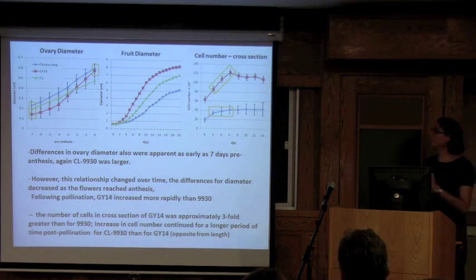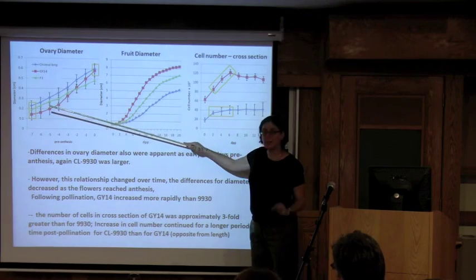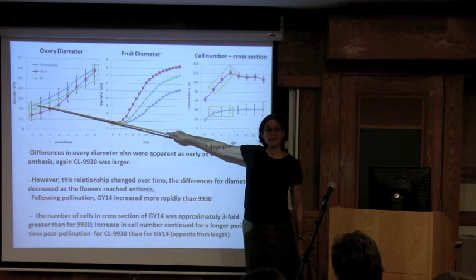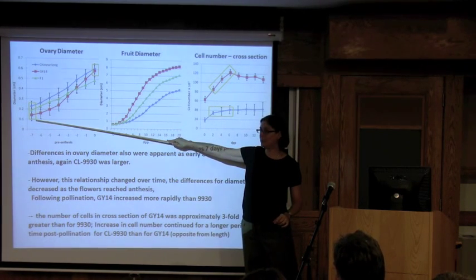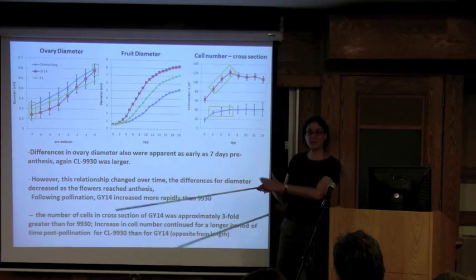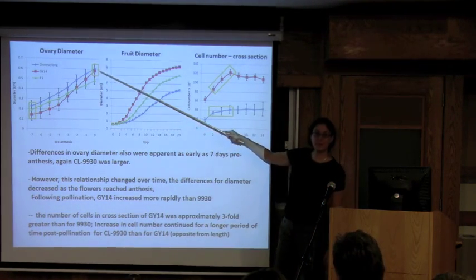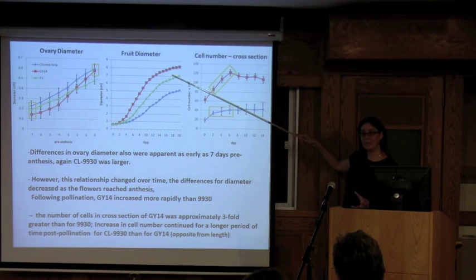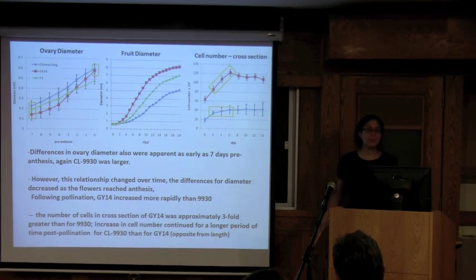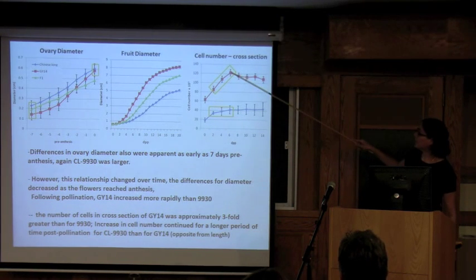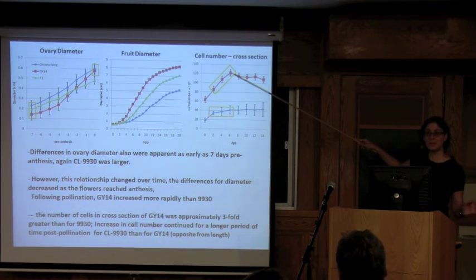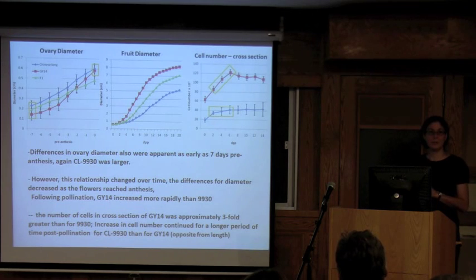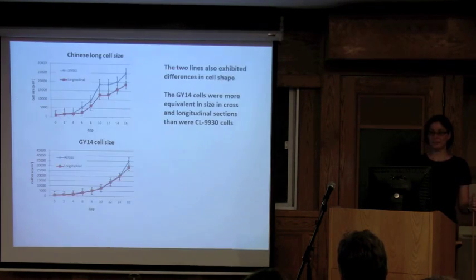In contrast, if we look at ovary diameter, just like we saw with ovary length, the Chinese long at 7 days pre-anthesis was bigger than the pickling type. But as we approached anthesis, instead of that difference getting bigger, that difference actually disappeared. And post-pollination, we see that the increase in diameter was much faster for the pickling type than the Chinese long. If we look at increase in cell number, we see that there was a more rapid and a longer period of cell division occurring in cross-section for the pickling type than Chinese long, leading to a threefold greater cell number in the pickling type in diameter.